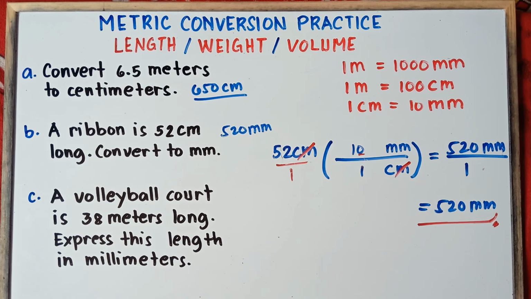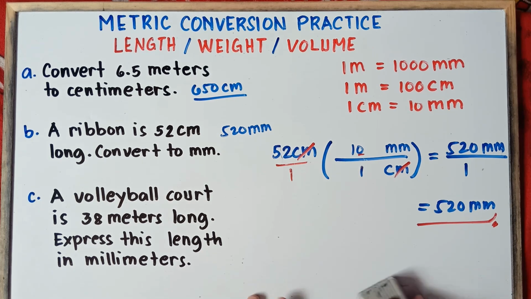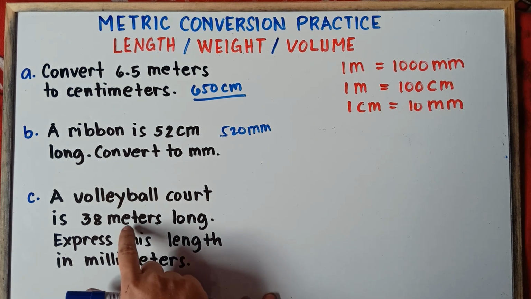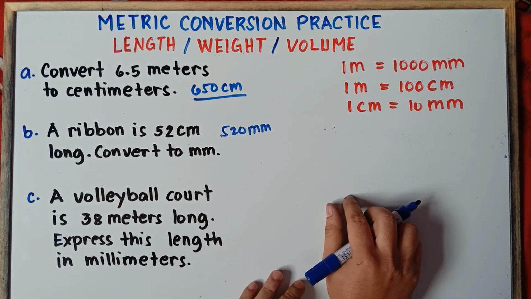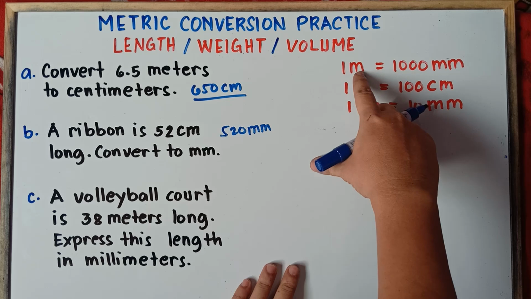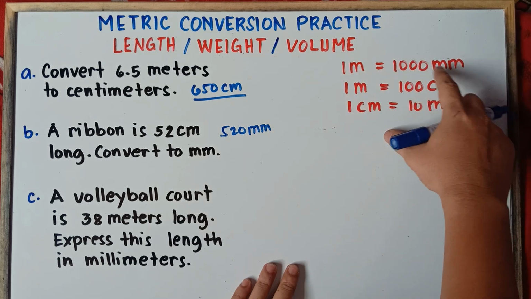Alright, so easy, right, for letter B. Let's try letter C. A volleyball court is 38 meters long. Express this length in millimeters. Alright, so let's do that. Convert meters to millimeters. Do we have meters to millimeters? Yup. 1 meter is equivalent to 1,000 millimeters.